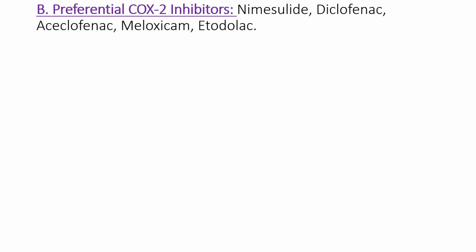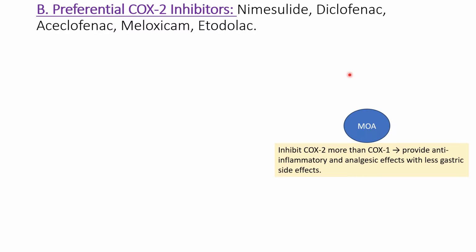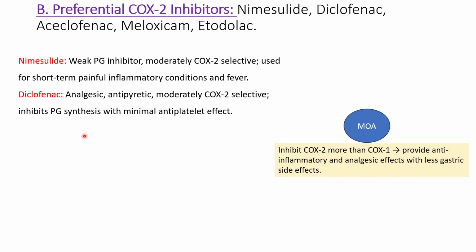Now the next class of drug is the preferential COX-2 inhibitor. We'll see the mechanism of action. Preferential COX-2 inhibitors inhibit COX-2 more than COX-1. They provide the anti-inflammatory and analgesic effect with less gastric secretion because they have a major effect on COX-2. It includes drugs like nimesulide. Nimesulide is a weak PG inhibitor. It is a moderately COX-2 selective inhibitor used for short-term painful inflammatory conditions and fever.